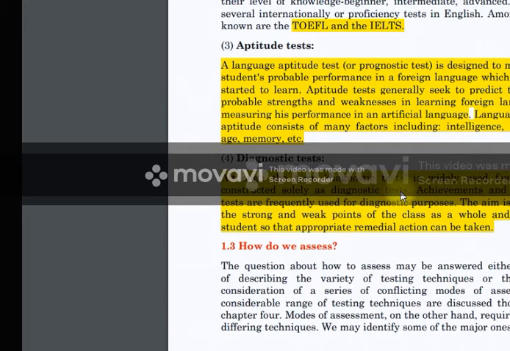Depending on the results of these tests, I can predict that this student is able to master, for example, speaking skill, writing skill, grammar, pronunciation, and so on. So this is what is meant by aptitude test.